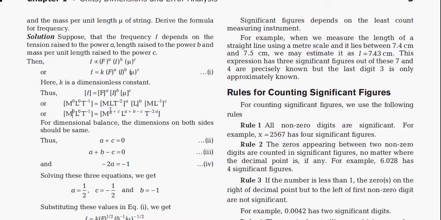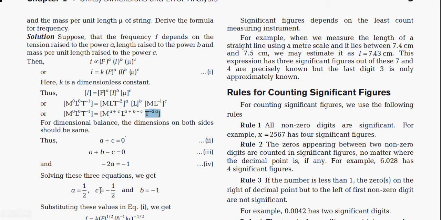On equating we'll get A plus C. Here we have the value of M as 0, so equate A plus C equal to 0. Let's equate with the L now: A plus B minus C is equal to 0 again. And what about the T? Minus 2A is equal to minus 1, so we'll get A as a half. I hope this is clear to you. Minus minus will get cancelled. A is 1 by 2.